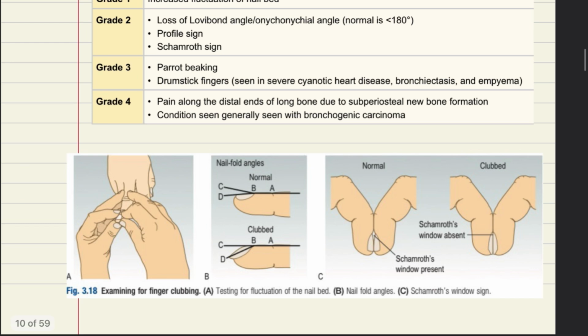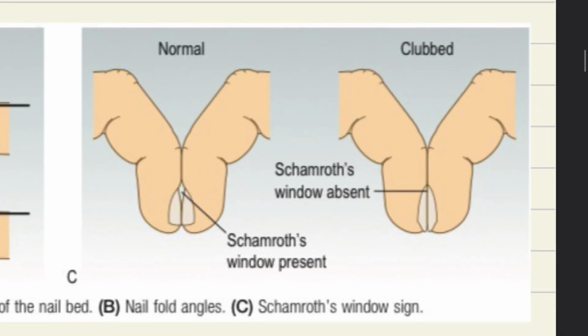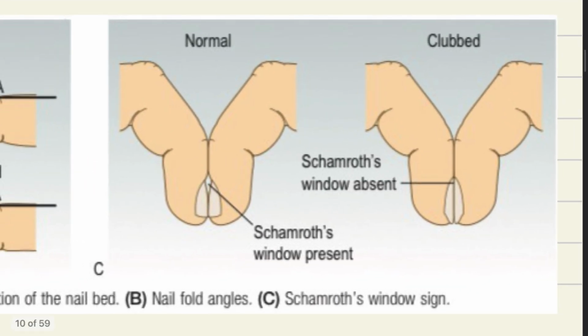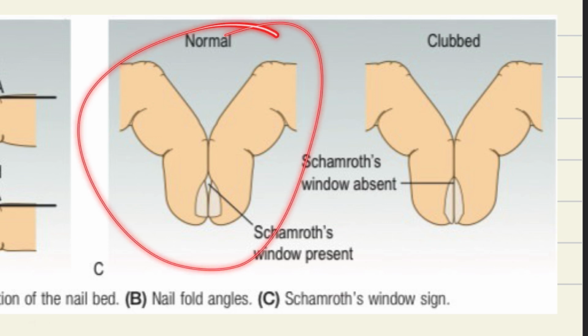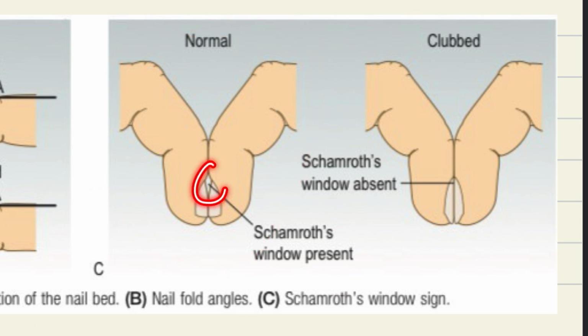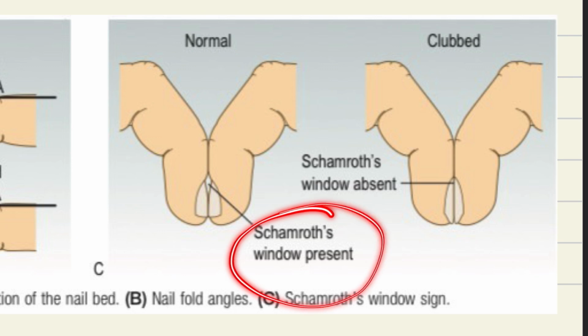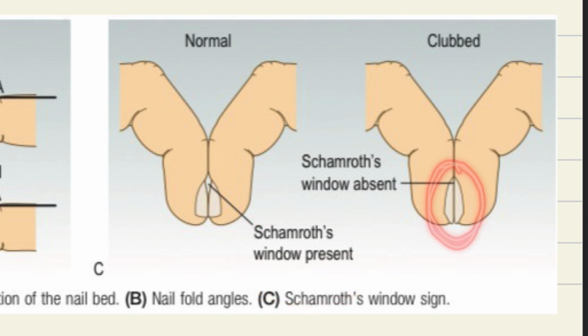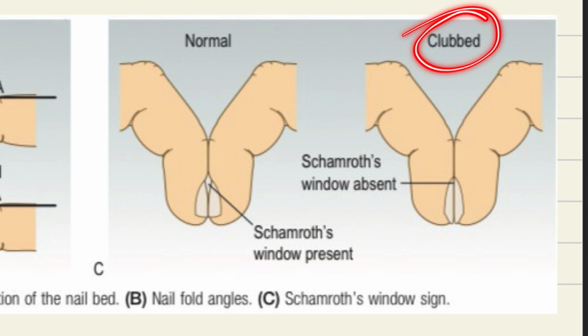Then we have the Shamroth sign, that is the Shamroth window. We tell the patient to make the fingers like this, and upon making this we can see a small diamond shaped space, which is called the Shamroth's window. If this window is present, then the patient is normal, and if it is absent, this is called Shamroth's sign, and this is a very important sign that clubbing is present, right.